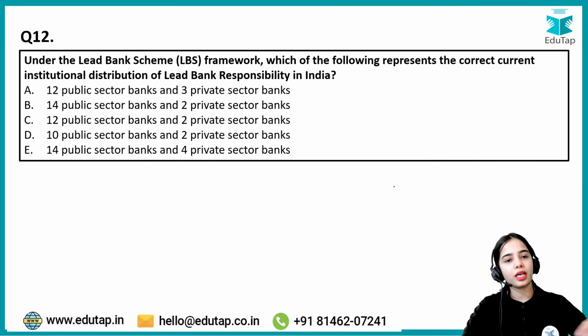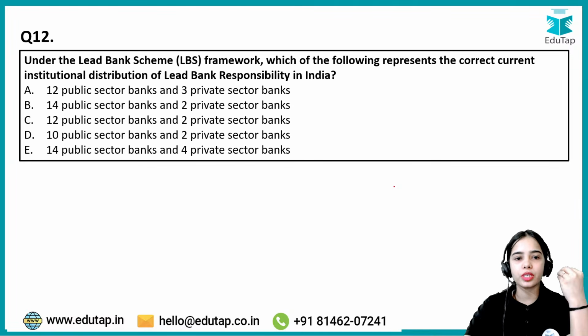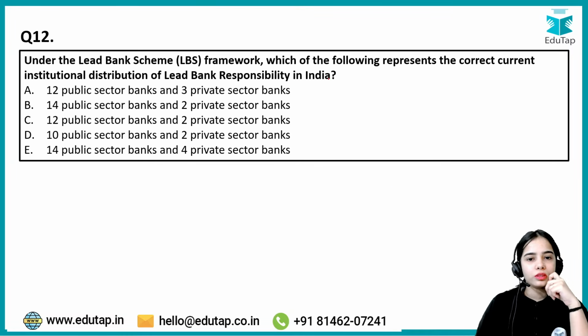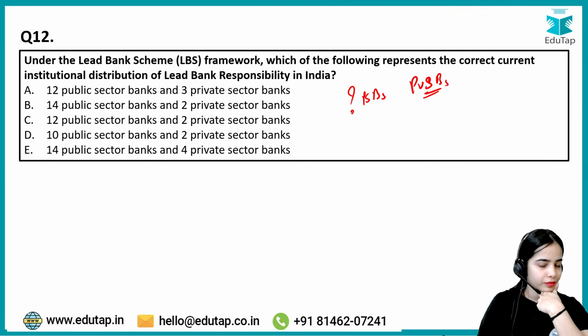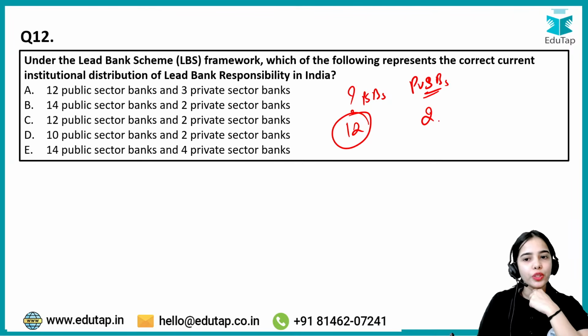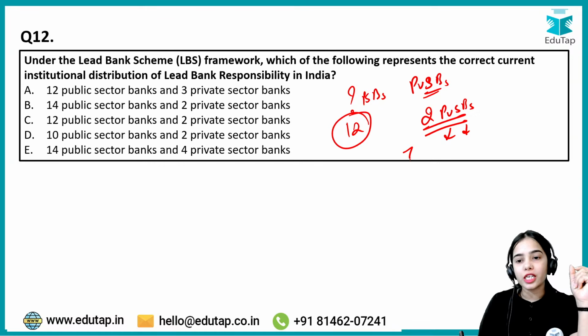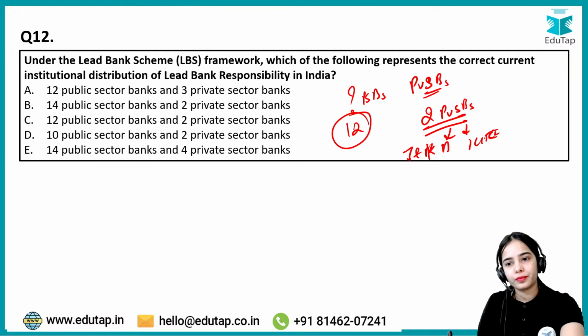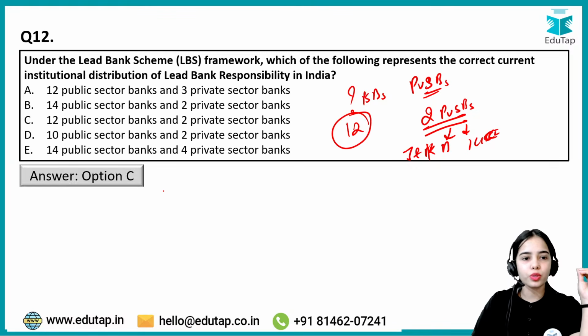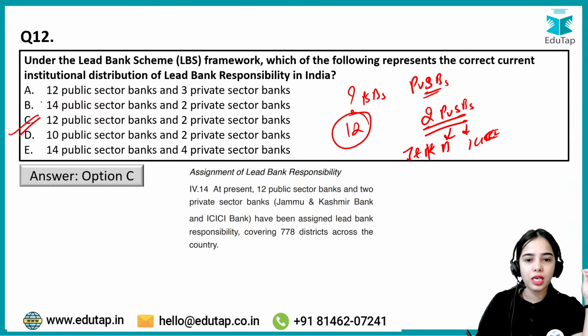Now, coming to the next one, under the lead bank scheme framework, which of the following represents the correct current institutional distribution of the lead bank responsibility in India? So, how many public sector banks and how many private sector banks? 12 public sector banks and 2 private sector banks. And these 2 private sector banks are which private sector banks? Jammu and Kashmir Bank and ICICI Bank. Okay? So 12 public sector banks, 2 private sector banks. The 2 private sector banks are Jammu and Kashmir Bank and ICICI Bank.